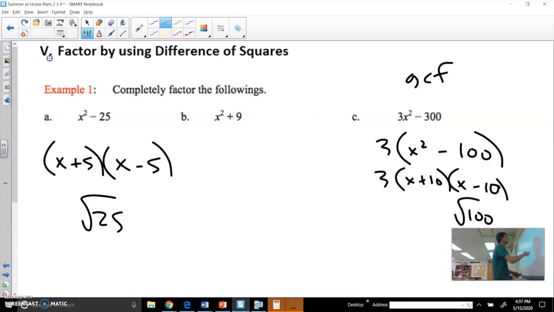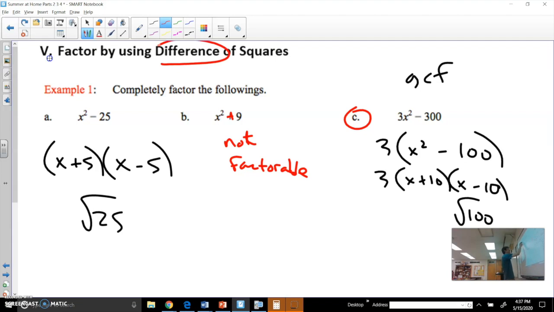So that's kind of what I did on part C here, taking out the 3 and then multiplying to be negative 100, you need positive 10 and negative 10. Now, I didn't do B. I kind of skipped over it because this one is actually not factorable. There's no way to rewrite this, and a lot of it stems from the plus in the middle.